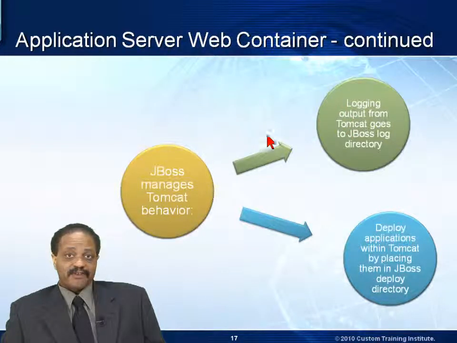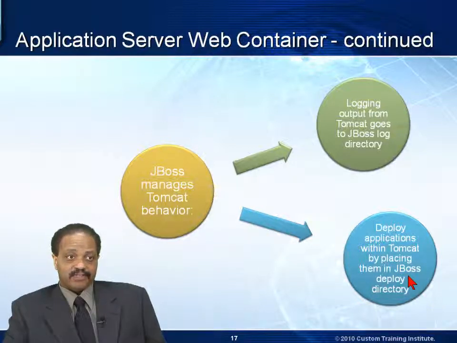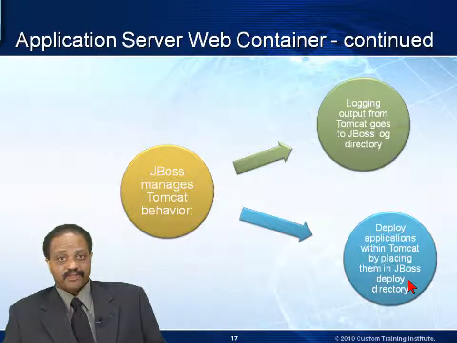So what that means is that if you want to deploy an application within Tomcat, you put the application in JBoss's deployment directory, because what you're really doing is deploying it within JBoss. So you put it in JBoss's deployment directory. So just hot deploy it, copy it into the deployment directory, and it automatically appears. Pretty straightforward.